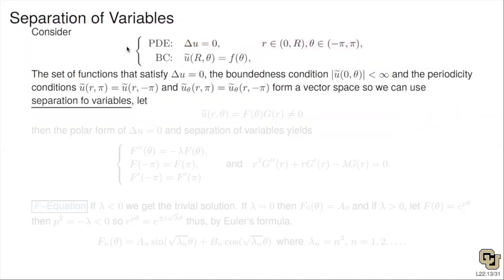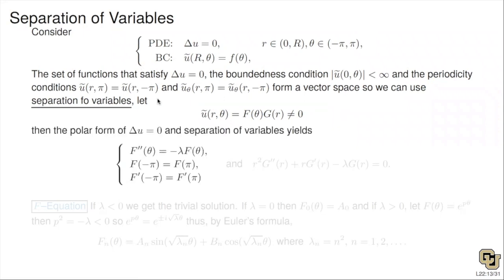So let's try separation of variables. Here the starting point's the same, but the squiggles are different. So here I assume u(r, theta) can be written as a function of theta only times a function of r only, and that it's non-trivial. And so from the polar form of separation of variables, we can get these two equations.